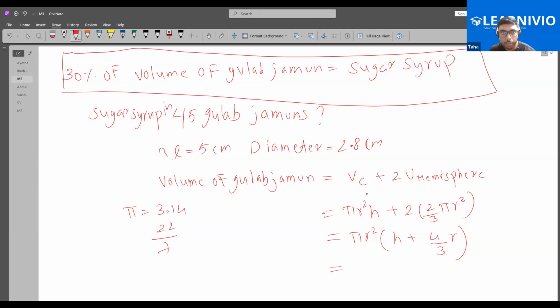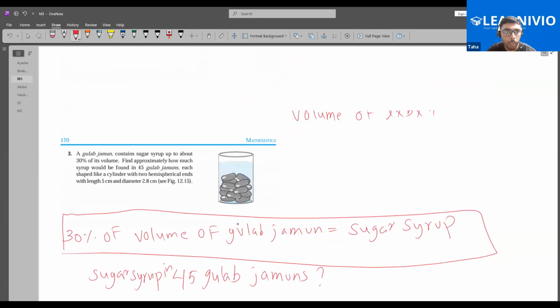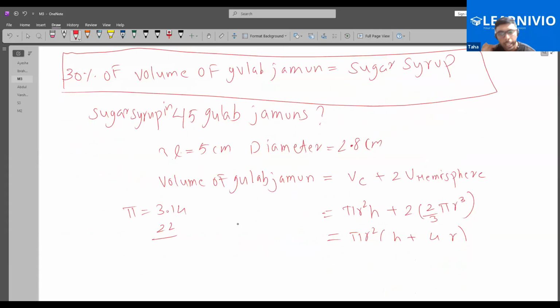Over here it is not given to us what value to use. What do we use for pi when it is not given? Is it 22 by 7 or 3.14? What do we use generally? Anyone? Which one do we use? 22 by 7. Okay, let's use that.